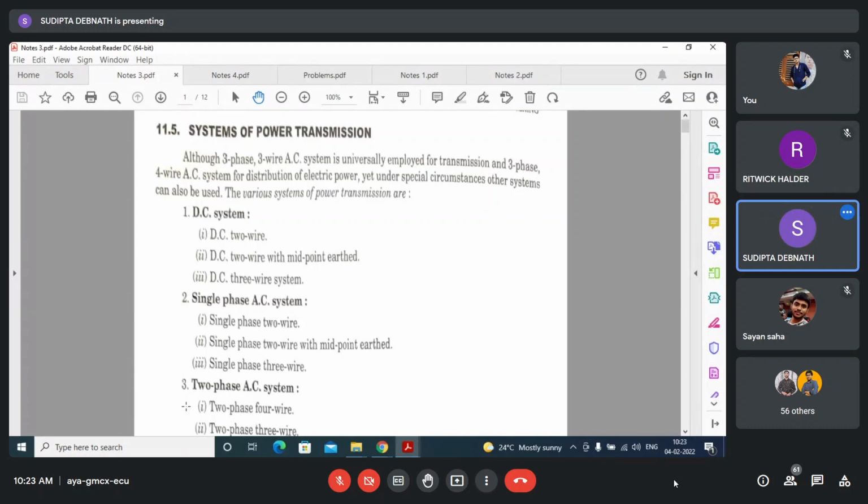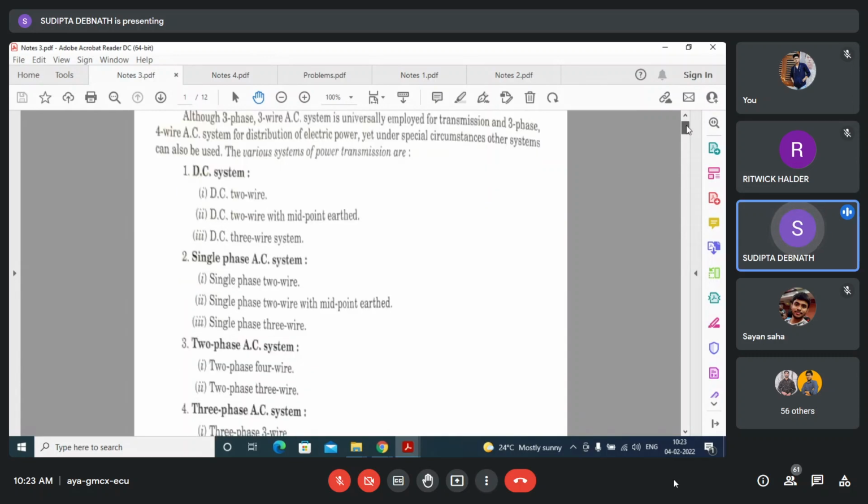But also the number of wires will vary for different systems. So for considering the volume, if 3 wires are there, it will be 3 into A into L. If 2 wires are there, it will be 2 into A into L. So, DC system, 2 wire system.